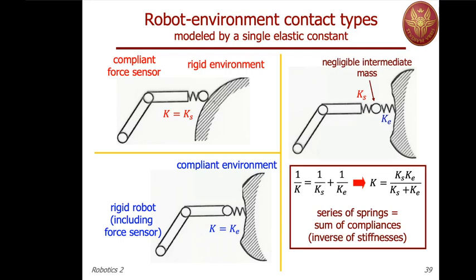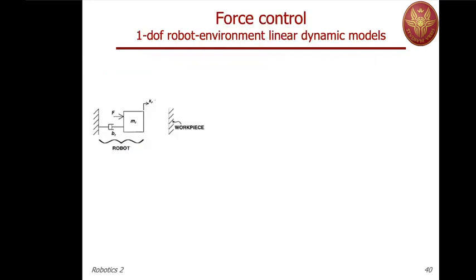Now, along the same lines, I would like to show what happens when you are trying to control force along a direction where you have contact and in which you may have some compliant behavior. So this is an intermediate situation.